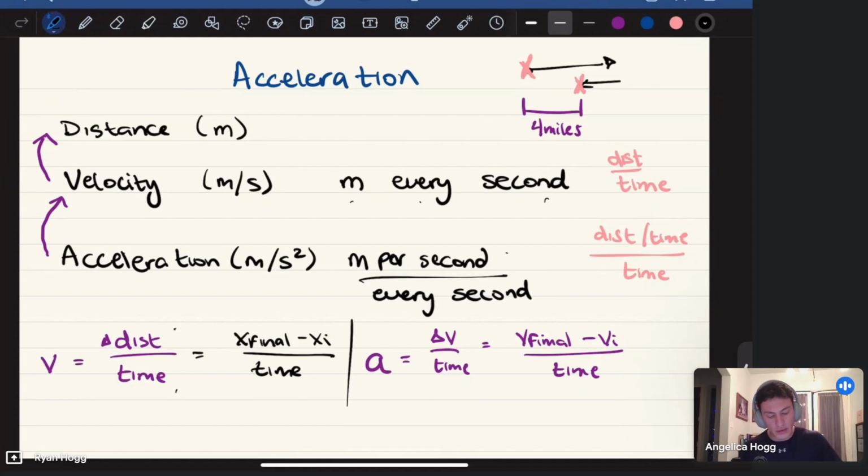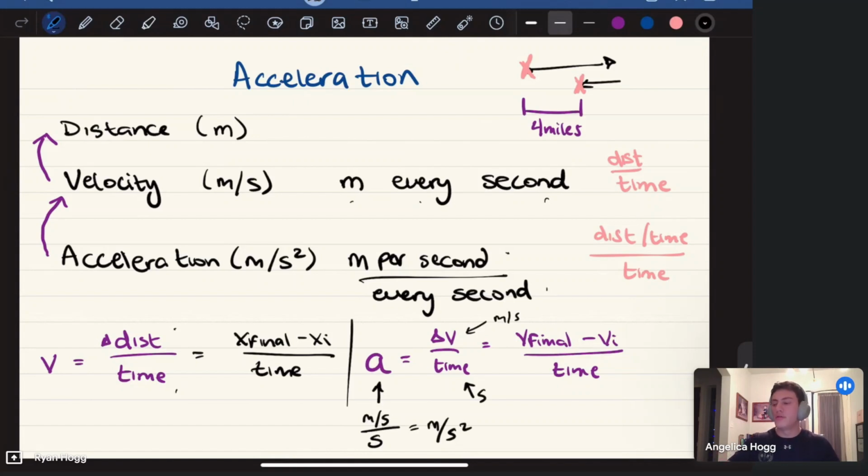And then meters every second is we're plugging in meters per second here, and we're plugging in seconds here. And when you divide the two as far as your units go, you end up here with meters per second every second, which is meters per second squared.